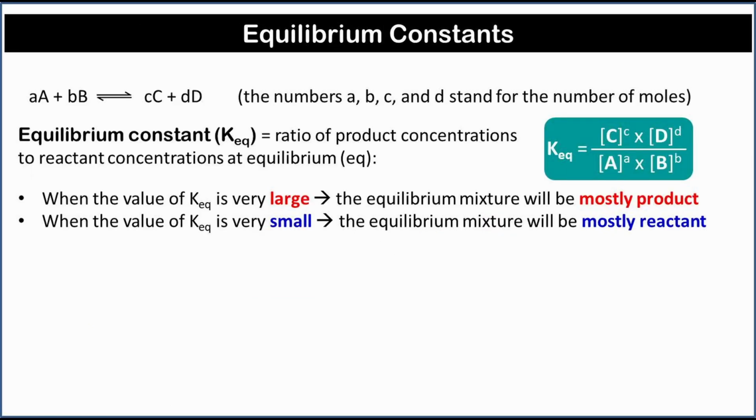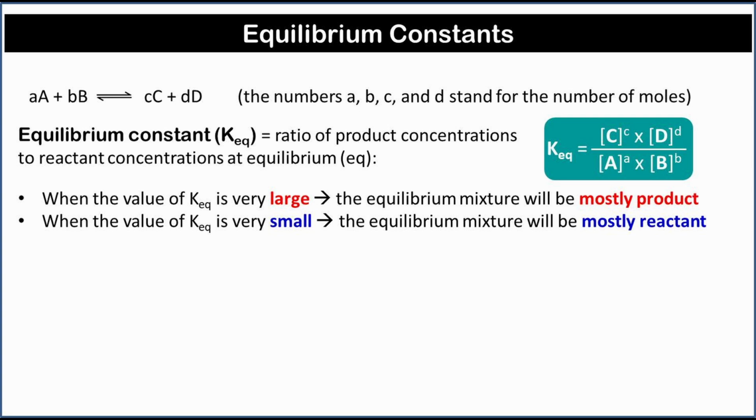The equilibrium position is expressed as a number, which is called the equilibrium constant. The equilibrium constant is equal to the ratio of product concentrations to reactant concentrations at equilibrium. The numbers A, B, C, and D stand for the number of moles.